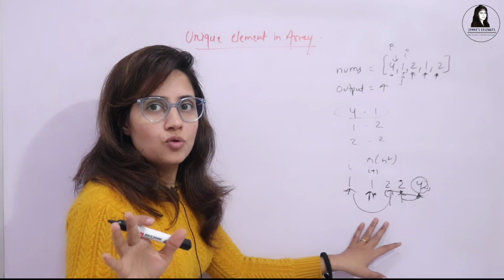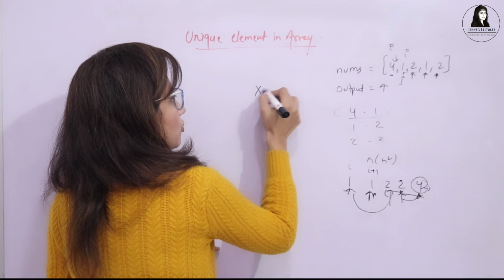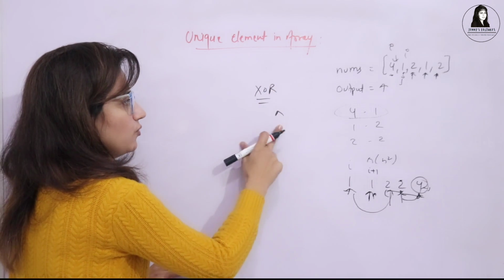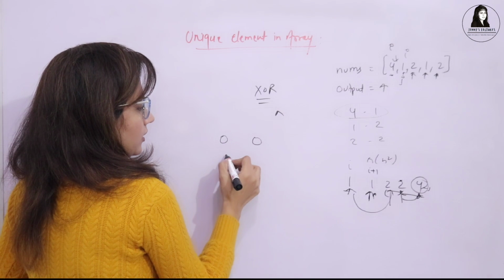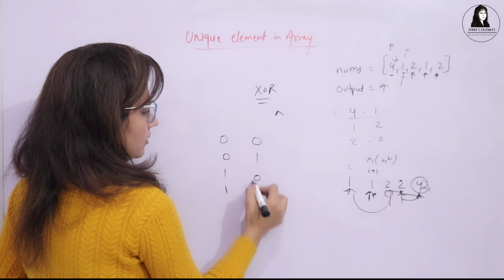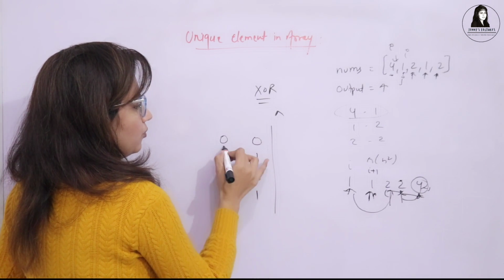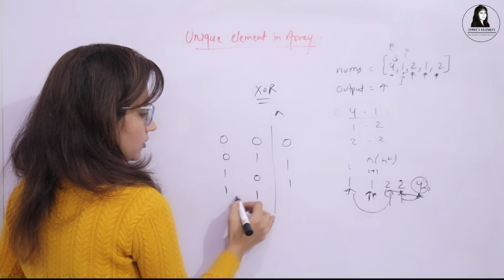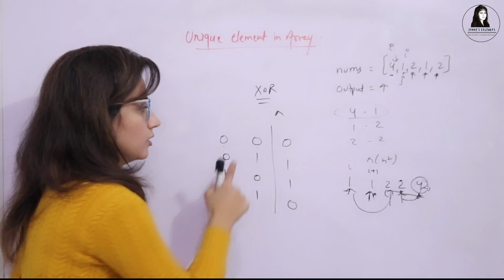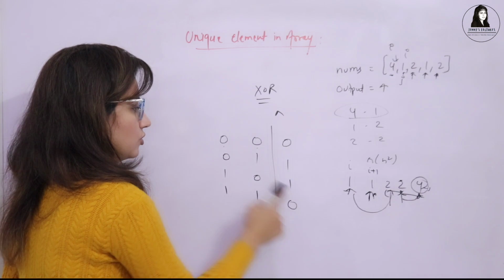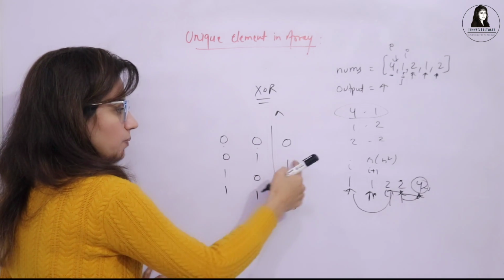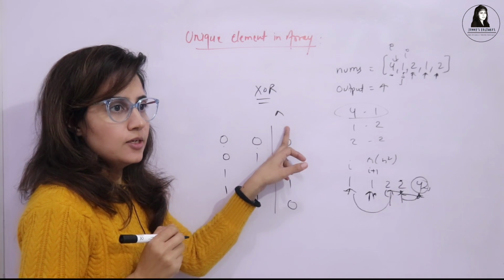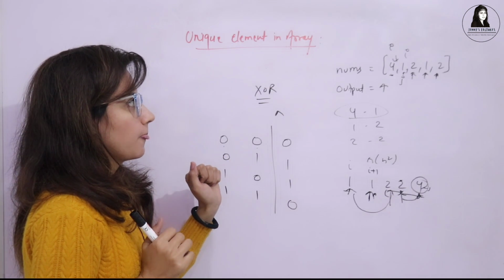Another very simple approach is what? I hope you have heard about the XOR operator, bitwise XOR. What is the truth table for XOR? If both bits are same, it will give 0. If both bits are different, it will give 1. 0, 0 same, 0. 0, 1 gives 1, 1, 0 gives 1. So this is the XOR operator, right?